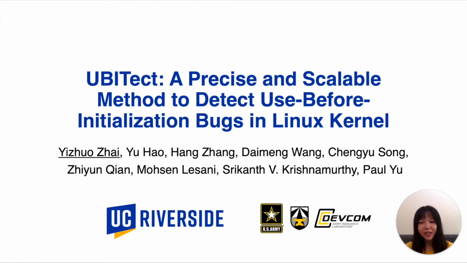I'm glad to share our UBITect work here, which is a precise and scalable method to detect use-before-initialization bugs in the Linux kernel. I'm the first author, Yizhuo, from UC Riverside, and I'm working with Srikanth and Zhiyun. This is a joint work from UC Riverside and the US Army Research Lab.